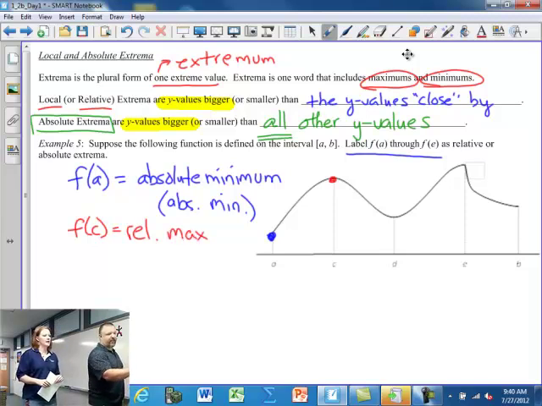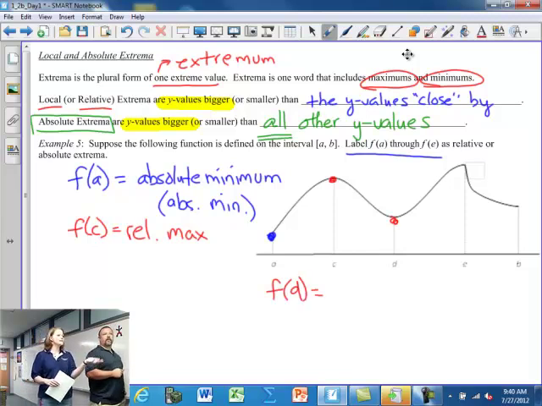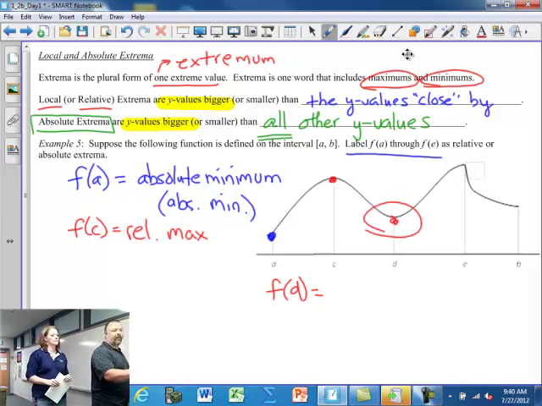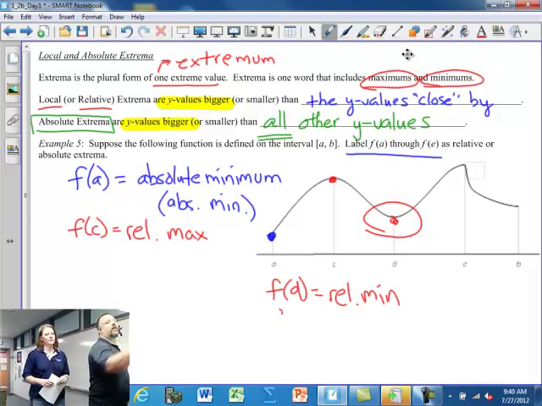Let's keep going. How about this point? f of d. Well, it's lower than the last one, but it's not as low as the blue dot. And it's lower than all the points close to it. It's kind of like the bottom of a little bowl. When you do the relative, you don't have to go very far. You just look at what's really, really close by. Since that's the lowest point in that little bitty interval, this is a relative min.